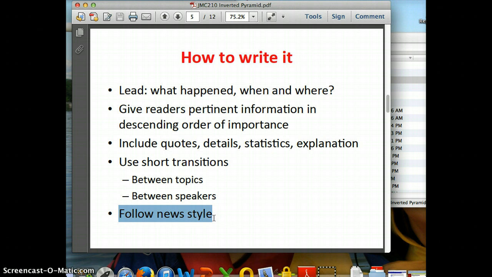And of course you want to follow news style. There was a PDF on news style, so I want you to learn that and know that. And of course you have to follow AP style as well.